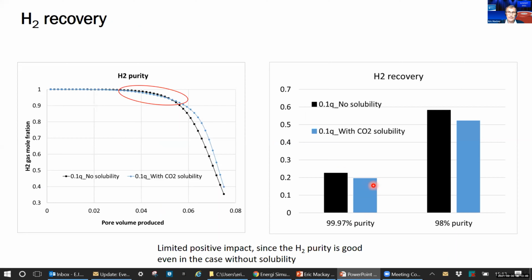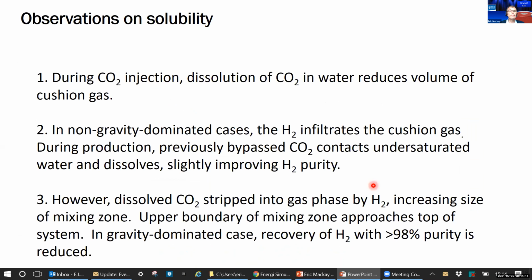It's just on account of the fact that actually this is a more efficient process for the hydrogen in the first place, and therefore the CO2 solubility has less of an effect. So it's more in a heterogeneous system that's unstable that this solubility of CO2 is beneficial.